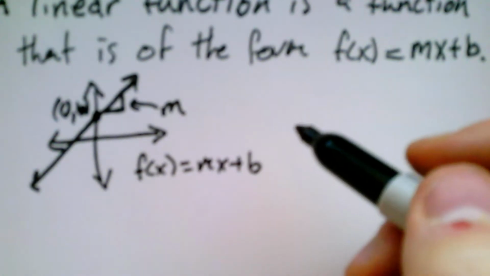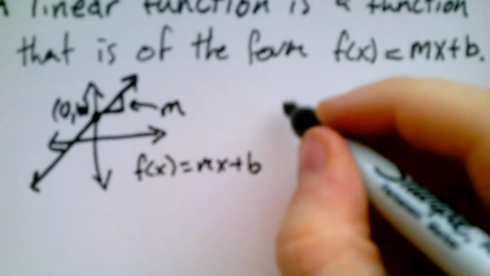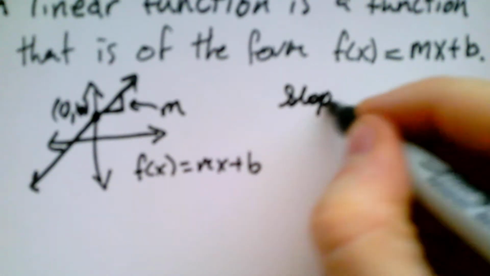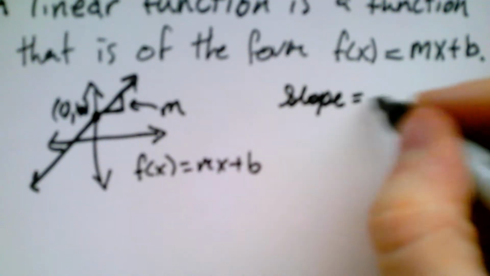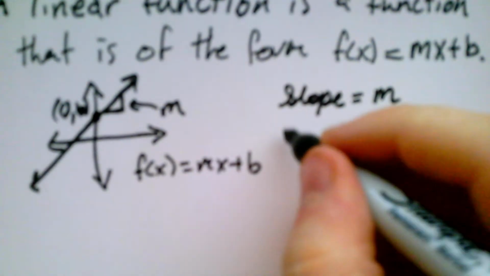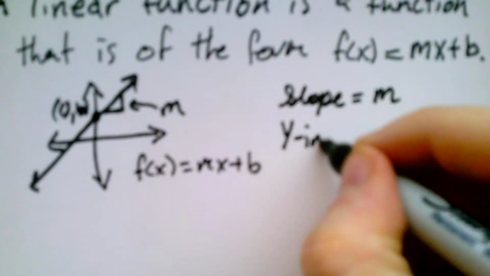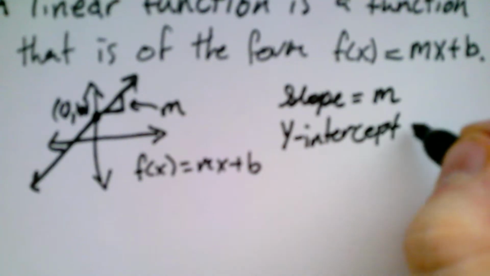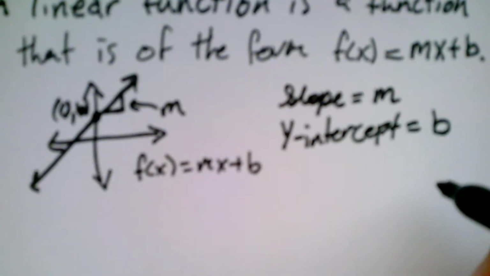Now we have some special terms that, in fact, I've already used one of them. We have to talk about the slope. The slope of our function is going to be m, and the y-intercept is going to be b on our function.